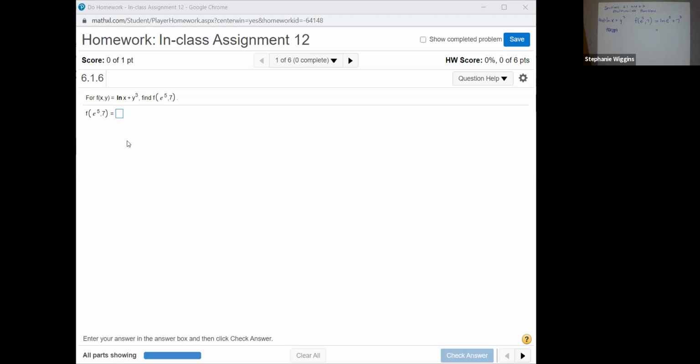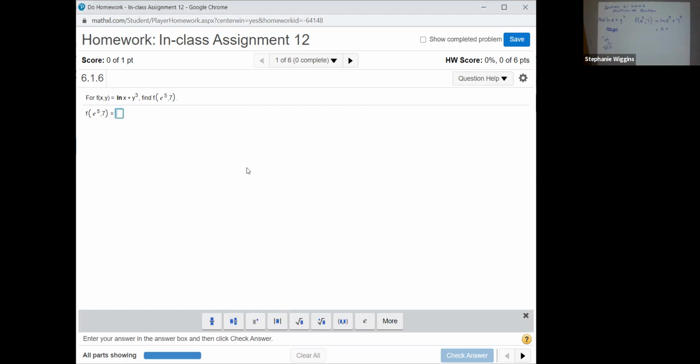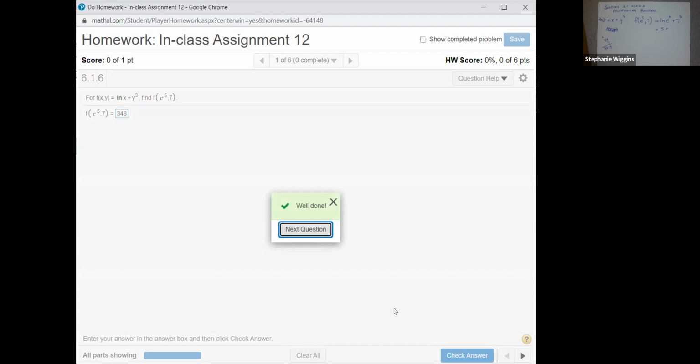First of all, natural log of e to the 5th is just 5. And then 7 cubed, let's see, 49 times 7 is going to be 343. So 343 plus 5 is going to be 348. Okay.